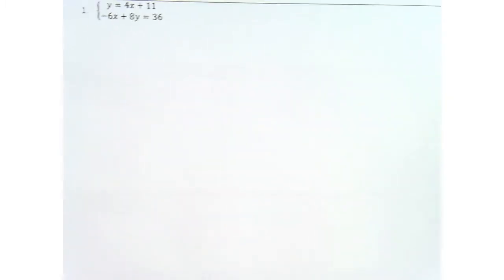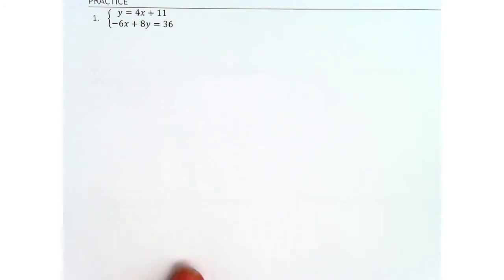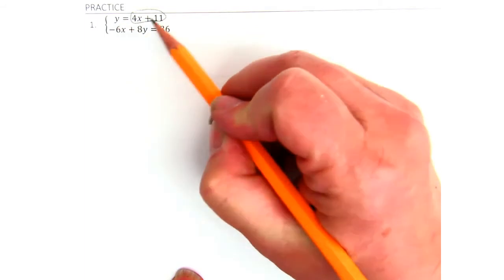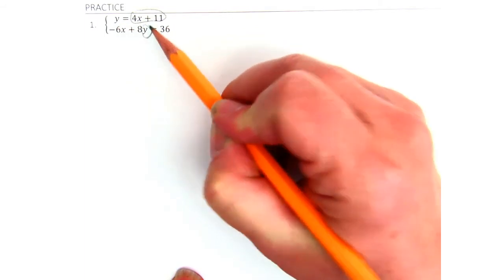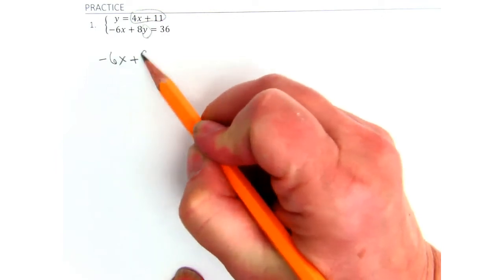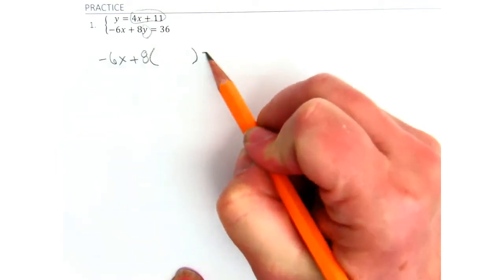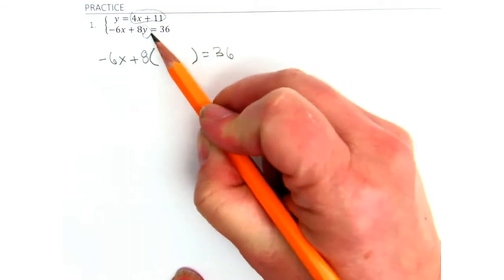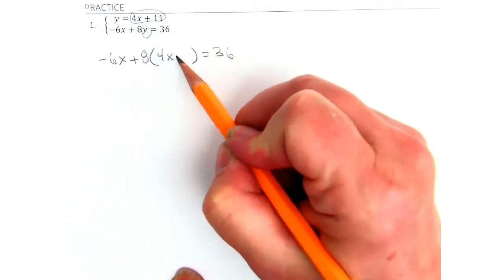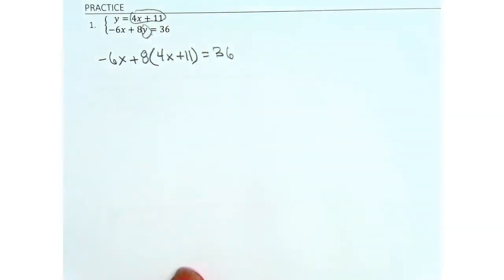We begin by replacing y in the second equation with its value given in the first equation. From the first equation, we know y is the same as 4x plus 11. Write the second equation, leaving a parenthesis where y should be. Replace the y with 4x plus 11 to get our equation in one variable.